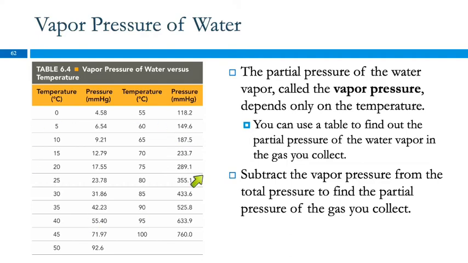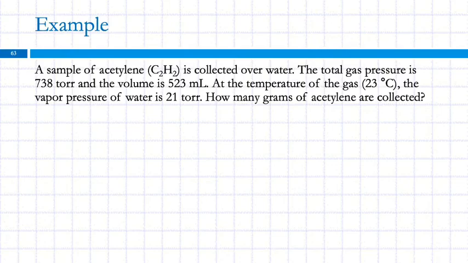So here's an example of a table. You can get some that are much more detailed. This one goes mostly by 5-degree increments. So here's a problem using that. A sample of acetylene is collected over water. So anytime you're collecting over water, you have a mixture of the gas you're interested in and water. The total gas pressure is 738 torr and the volume is 523 milliliters. At the temperature of the gas, 23 degrees Celsius, the vapor pressure of water is 21 torr. How many grams of acetylene are collected?